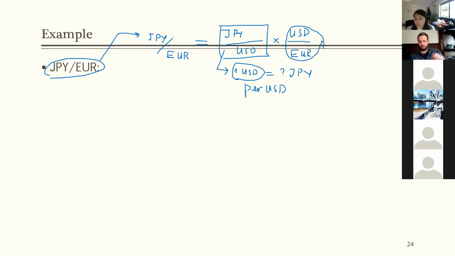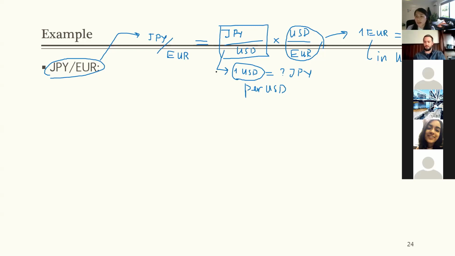For the second exchange rate, am I looking at per USD or in USD? In USD, yes, exactly. So here I want to find out how many USD is equivalent to 1 euro. So this one is going to be in USD, and the first one is going to be per USD.